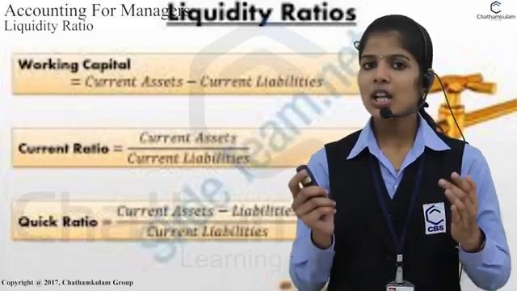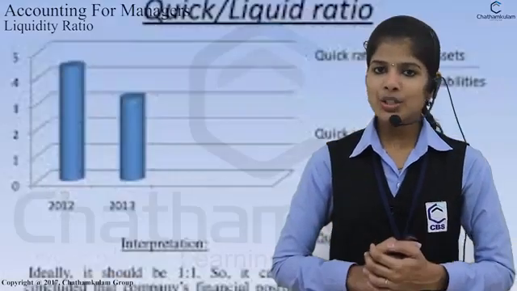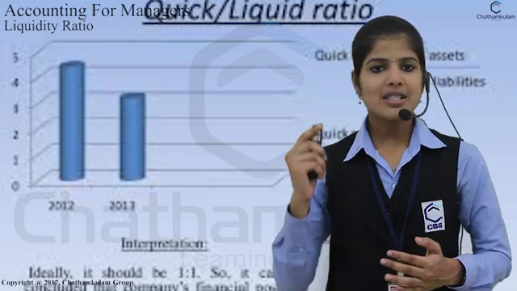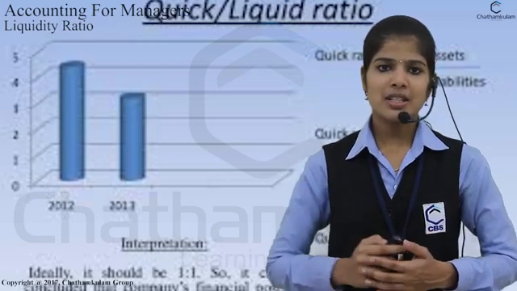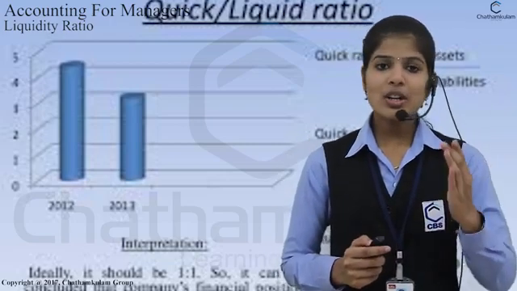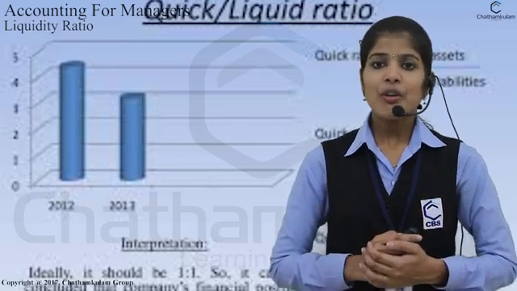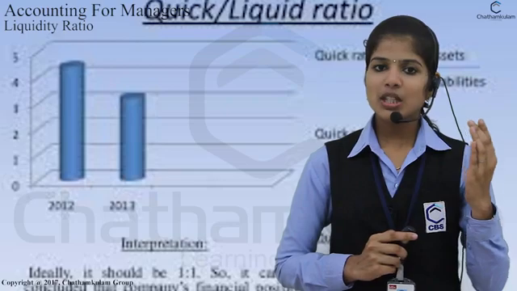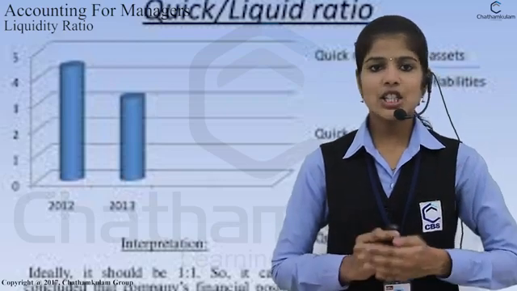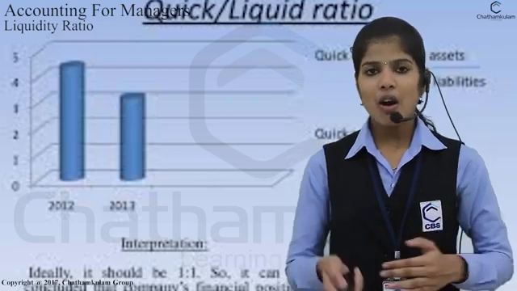How do we calculate the liquid or quick ratio? The liquid ratio is calculated by quick assets divided by current liabilities. And a 1:1 ratio is considered the ideal liquid ratio for a firm, because it ought to keep liquid assets at least equal to the current liabilities at all times.